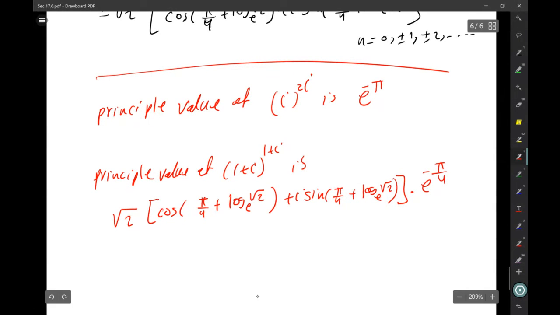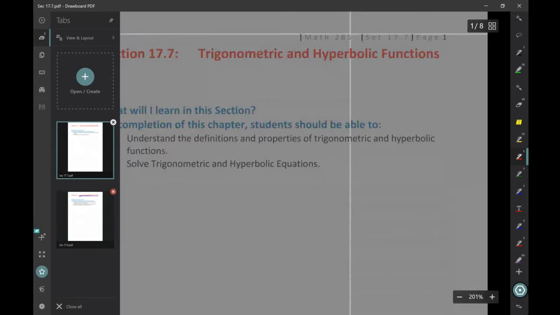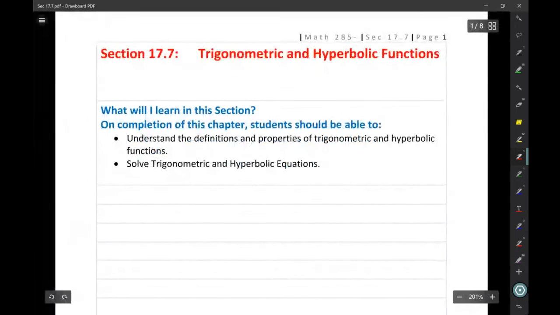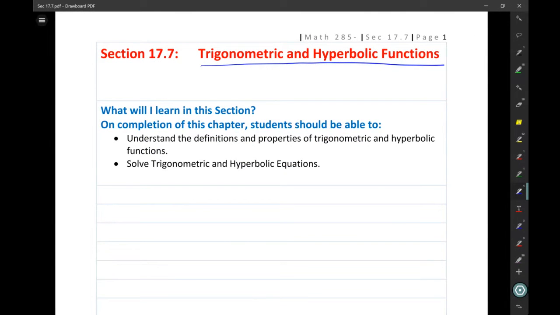This section is already done. So we have to go now to the next section, which is the trig and hyperbolic functions. Also here it is just a matter of calculation, but you have to know how you can use these calculations or the formulas.